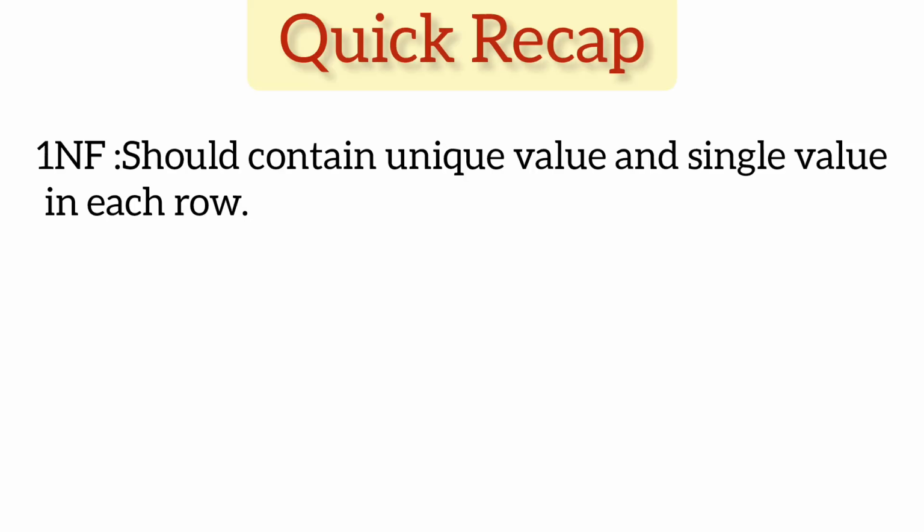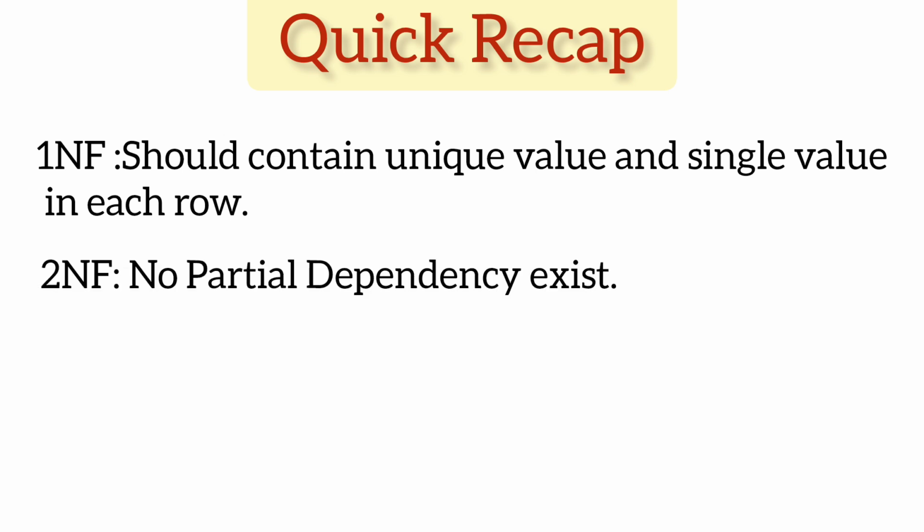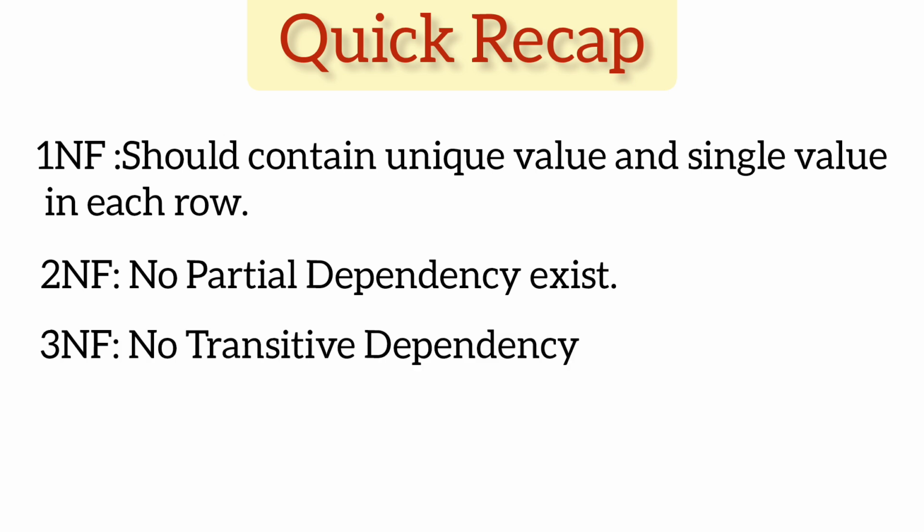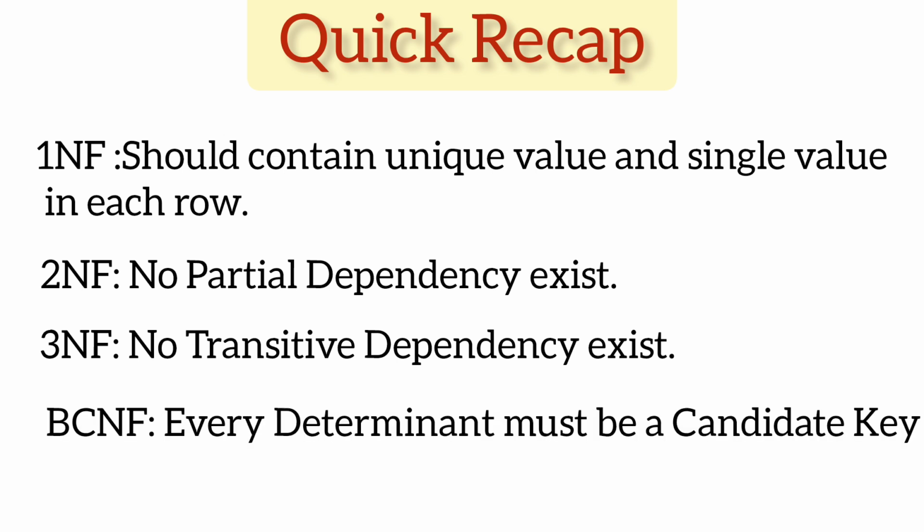So let's have a quick recap. 1NF: all the rows should be unique and should contain a single value. In 2NF there is no partial dependency, meaning every column depends on the whole primary key. In 3NF no transitive dependency will be there, meaning non-key columns depend only on the primary key. And in BCNF every determinant must be a candidate key.